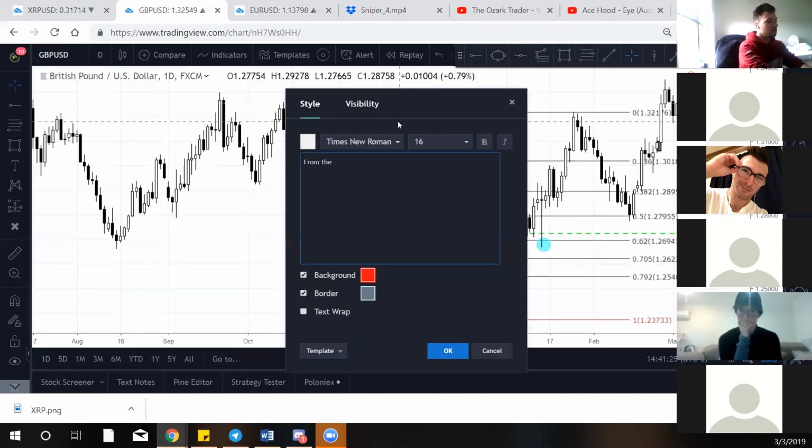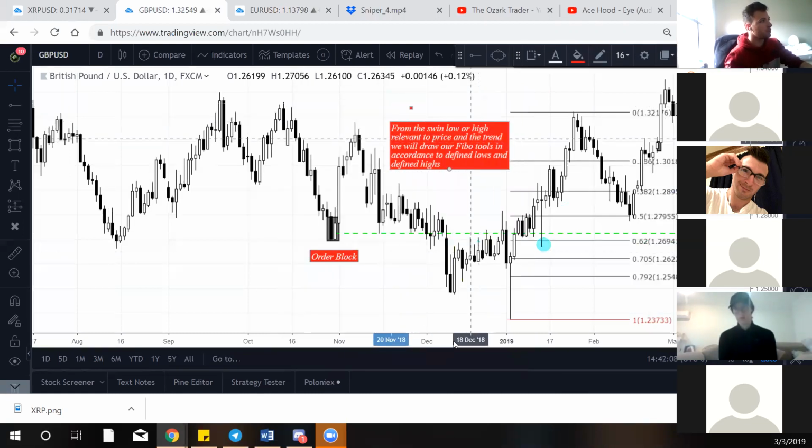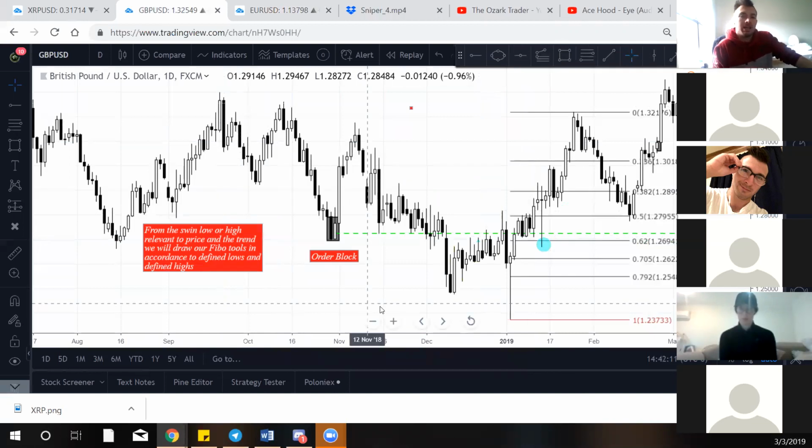From the swing low or high relevant to price and the trend, we will draw our Fibo tools in accordance to defined lows and defined highs. Beautiful. We got it. Okay, so does that answer your question, Michael Davis?